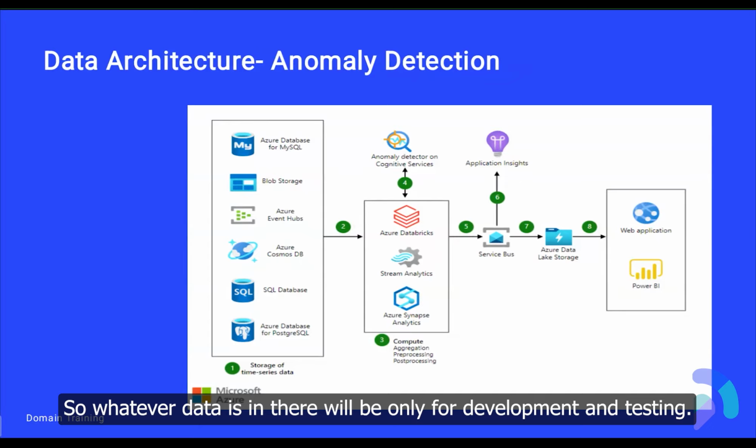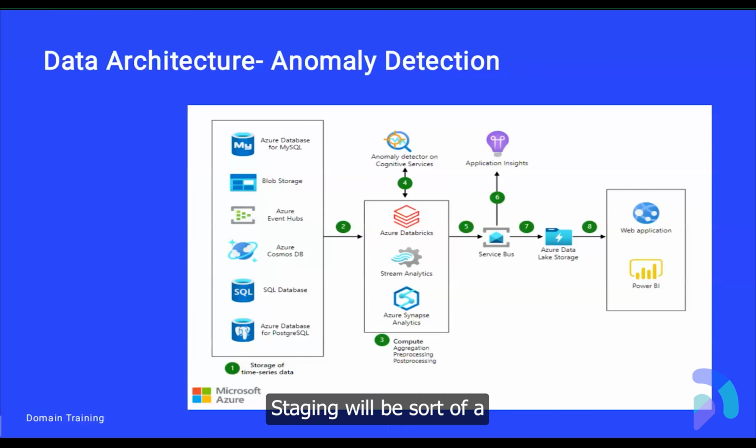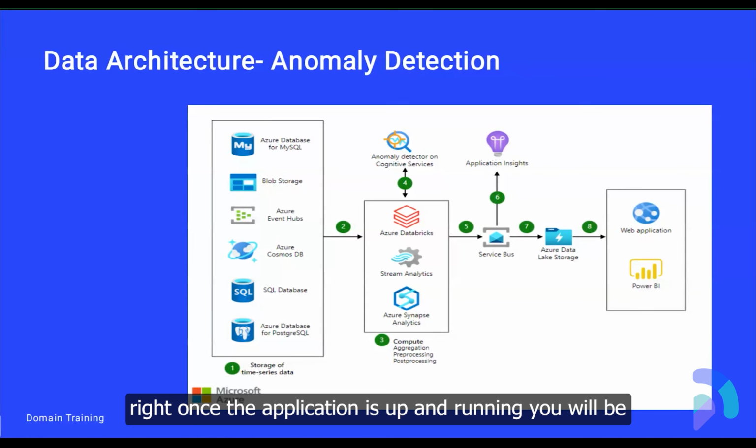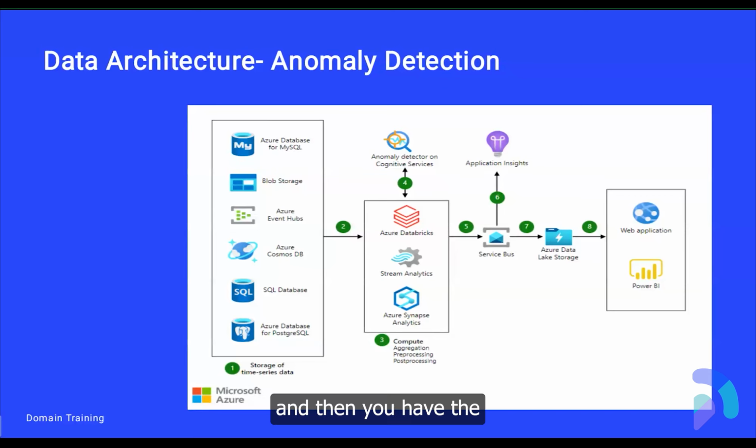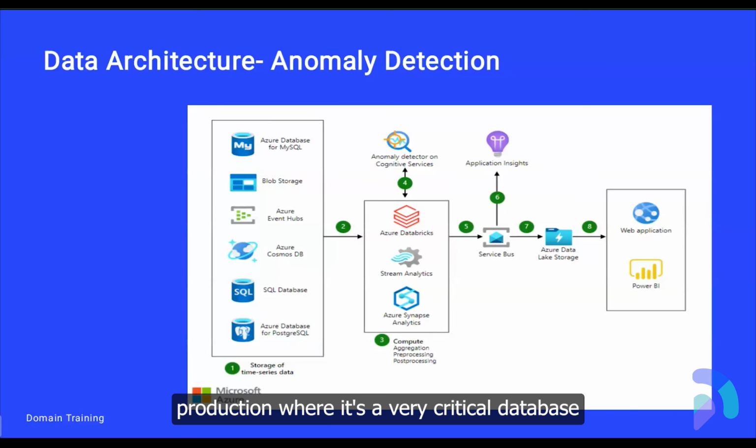Whatever data is in dev will be only for development and testing. Staging will be sort of a pre-prod database, right? Once the application is up and running, you will be considering staging to be your actual pre-prod environment. And then you have the production, where it's a very critical database, and every production database will have backups, which is used for disaster recovery.